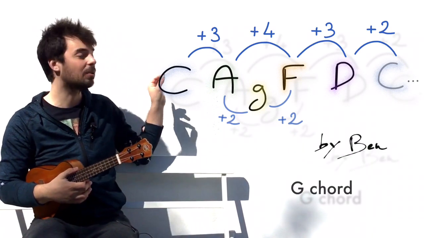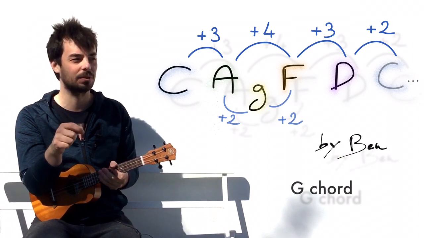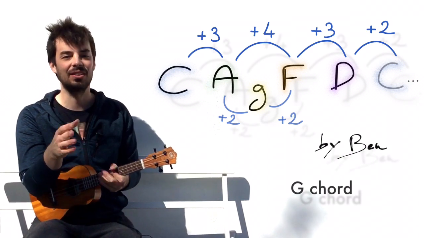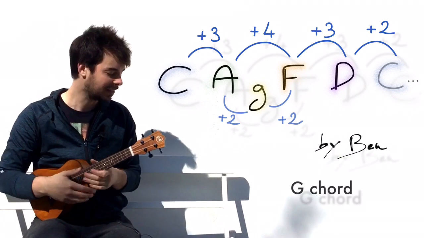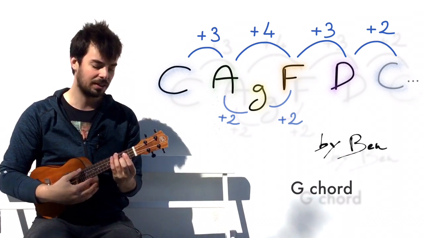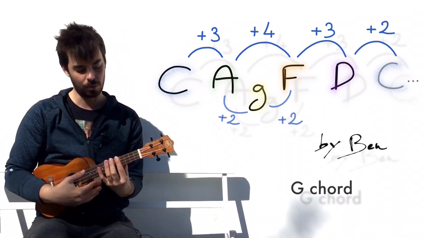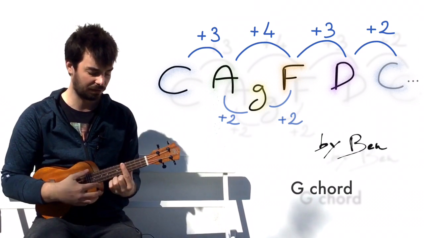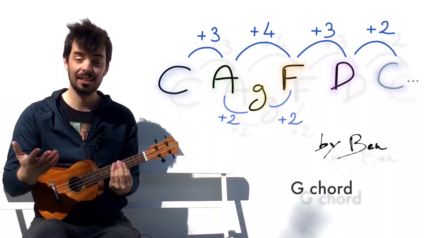That's why the G is written in a little font, not in caps, basically, because it's not a big deal to play the G as you do the CAgFD, but you can. Anyway, G to F, plus three to the D. So we have the G on an F shape, one, two, three. We have our index all across the fifth frets, and we play a D shape. And that's still a G.